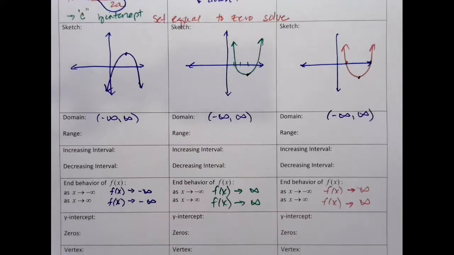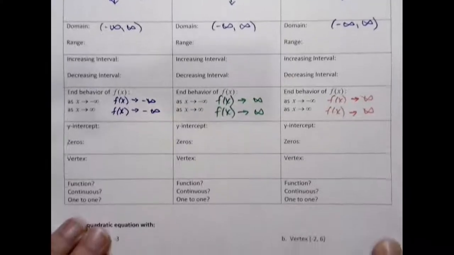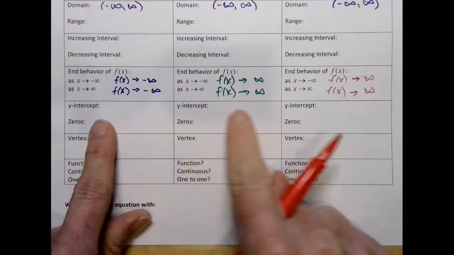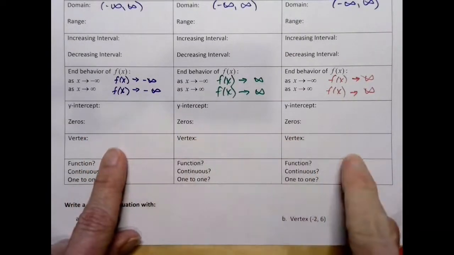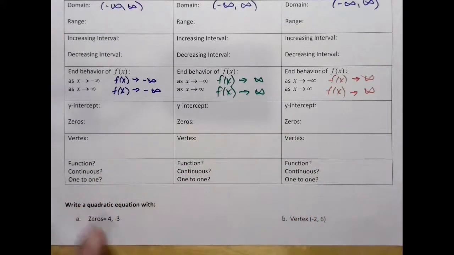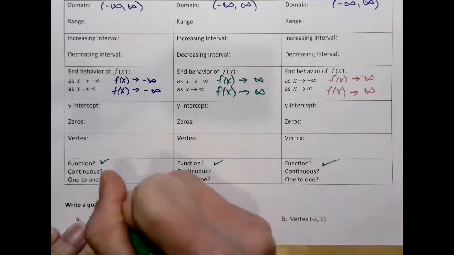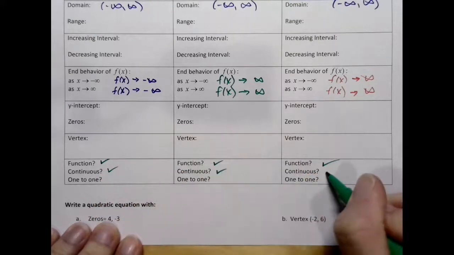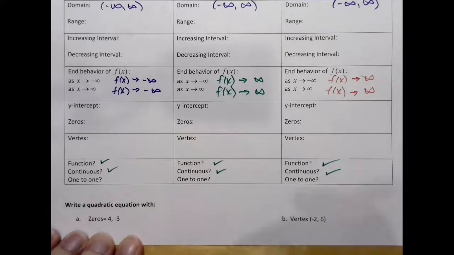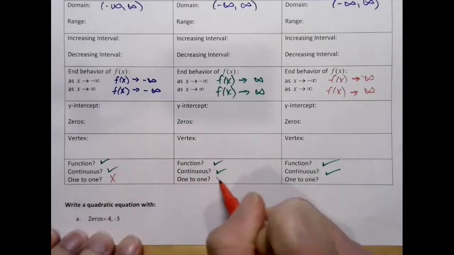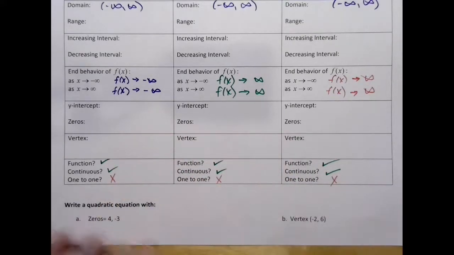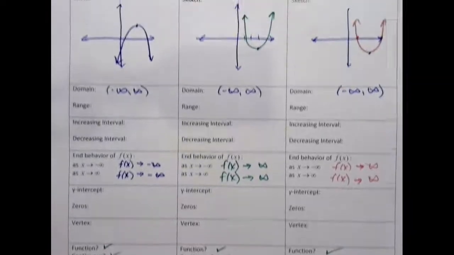The next thing we can answer for all three at the same time: they have different y-intercepts and zeros, they have different vertices, but every single one of these is a function. Every single one of these is continuous, and none of these is one-to-one.